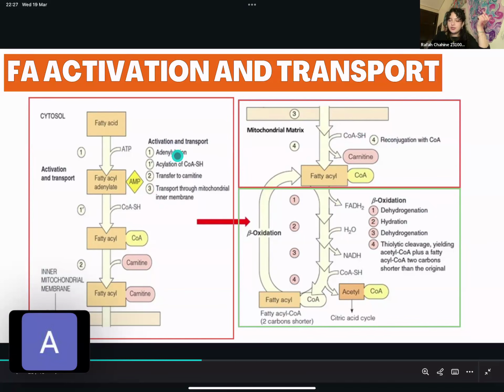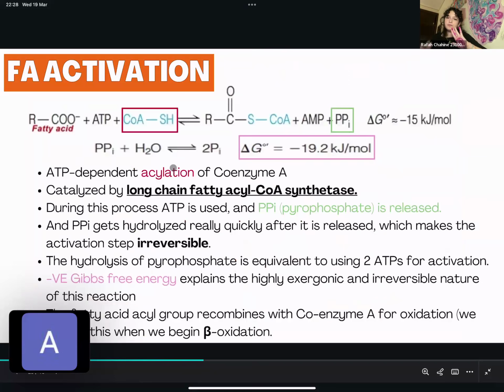Adenylation and acylation of coenzyme A together, and then transfer to carnitine, and reconjugation with CoA. That's all in transport, okay? So for now, all I want you to know is these 2 terms, and you need to know them for sure because it's going to make things a lot easier. Adenylation and acylation of coenzyme A. So these are for activation. Now, this is what happens in activation, and it looks like a lot.